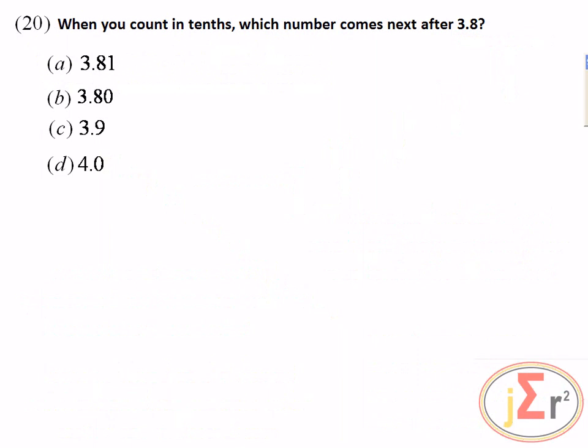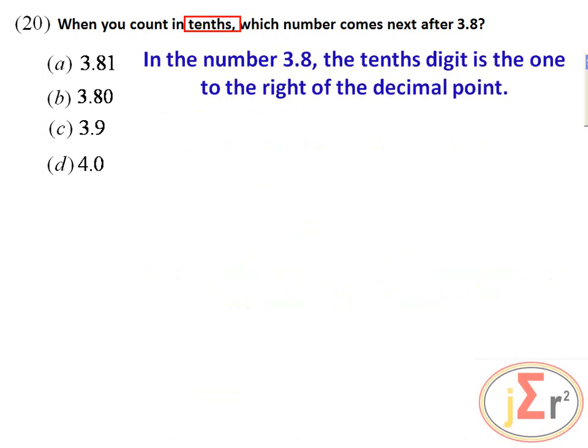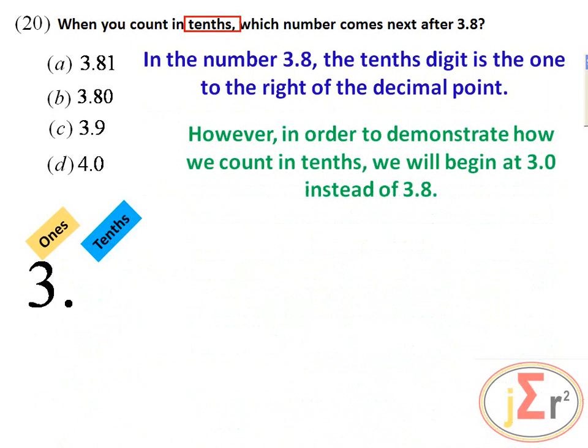When you count in tenths, which number comes next after 3.8? When you count in tenths, which number comes next after 3.8? Next after 3.8. Tenths. In the number 3.8, the tenth digit is the one to the right of the decimal point. So we have the decimal point. The tenths is the one to the right of the decimal point.